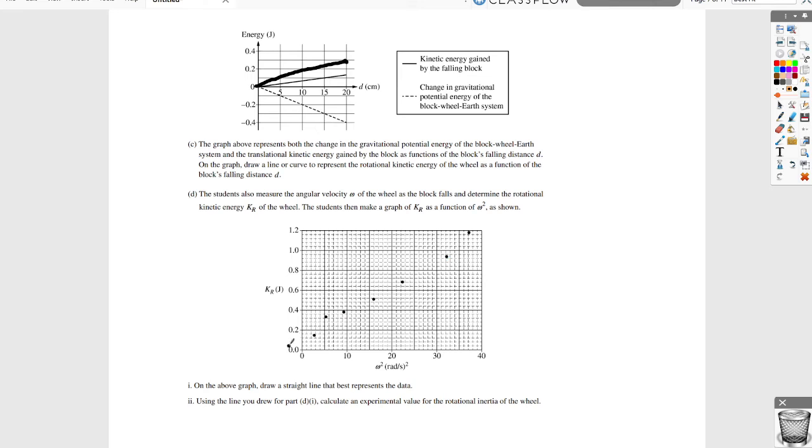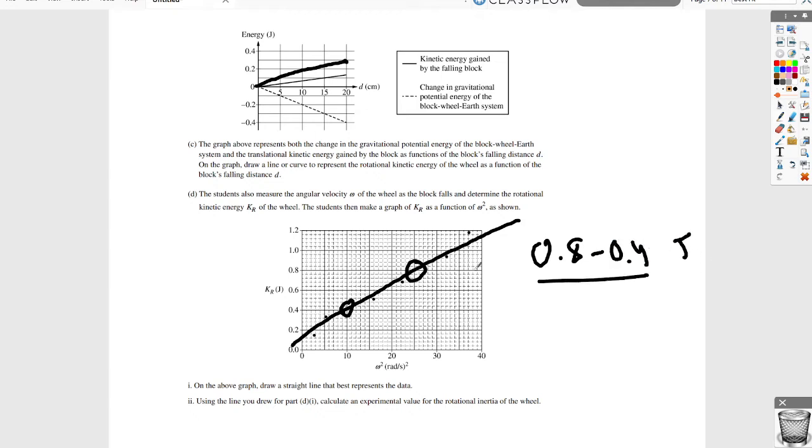That'll be hard. I did okay. I actually did pretty good. Yeah, something like that. I don't care. I'm not a perfectionist. So let's do it like this, and like right here. Actually, those are two terrible data points right here and right here. So it'll be something like 0.8 minus 0.4 joules over.